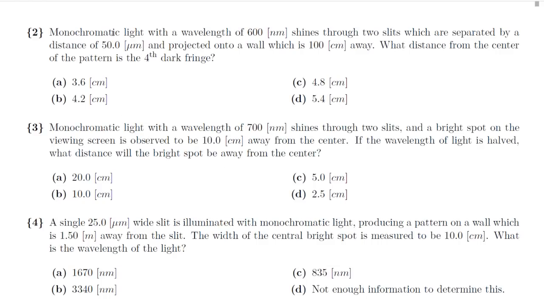2. Monochromatic light with a wavelength of 600 nanometers shines through 2 slits which are separated by a distance of 50 micrometers and projected onto a wall which is 100 centimeters away. What distance from the center of the pattern is the 4th dark fringe? I want the distance from the center. So we're measuring some distance in meters ideally. And this is a double slit problem.